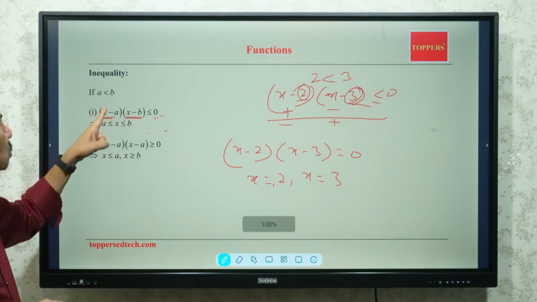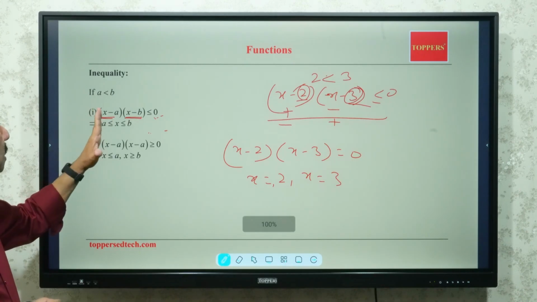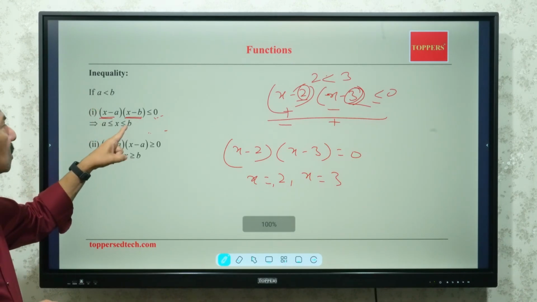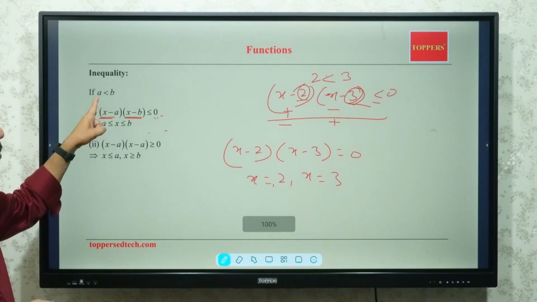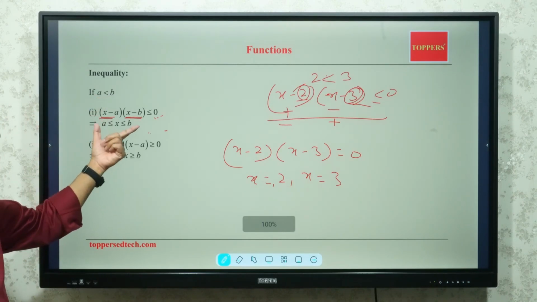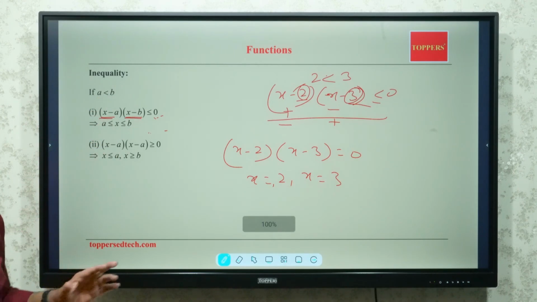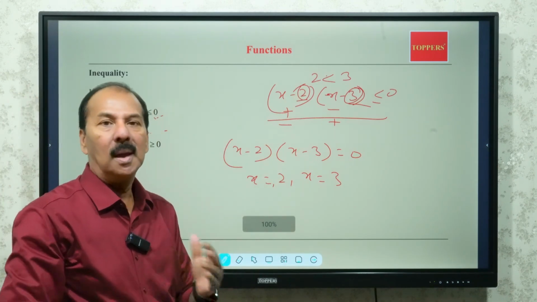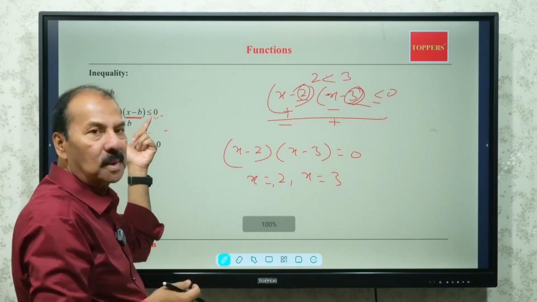x lies between these two constants, i.e. greater than the smaller constant and less than the larger constant. Because we have assumed a less than b, so directly you can write x lies between a and b. There is no need to analyze so much again and again. This is a foolproof concept.